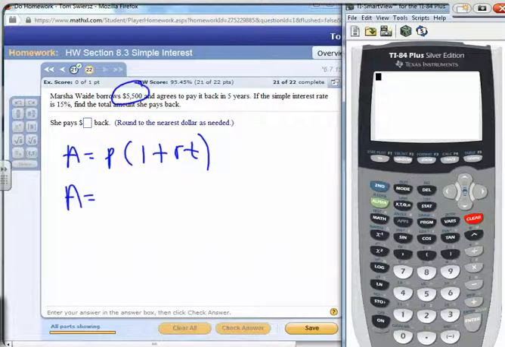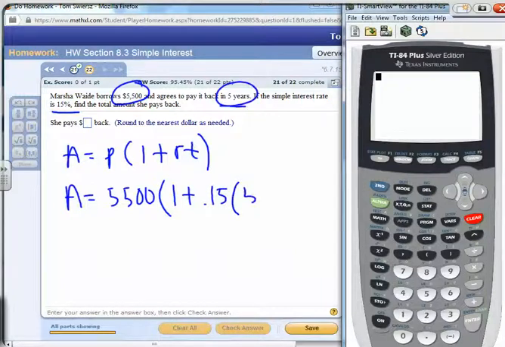She borrowed $5,500. That's your principal. 1 plus the rate, given as 15%, as a decimal 0.15, and she borrowed it for 5 years, so times 5. And again, we can do this in our calculator all in one step and get the future value.